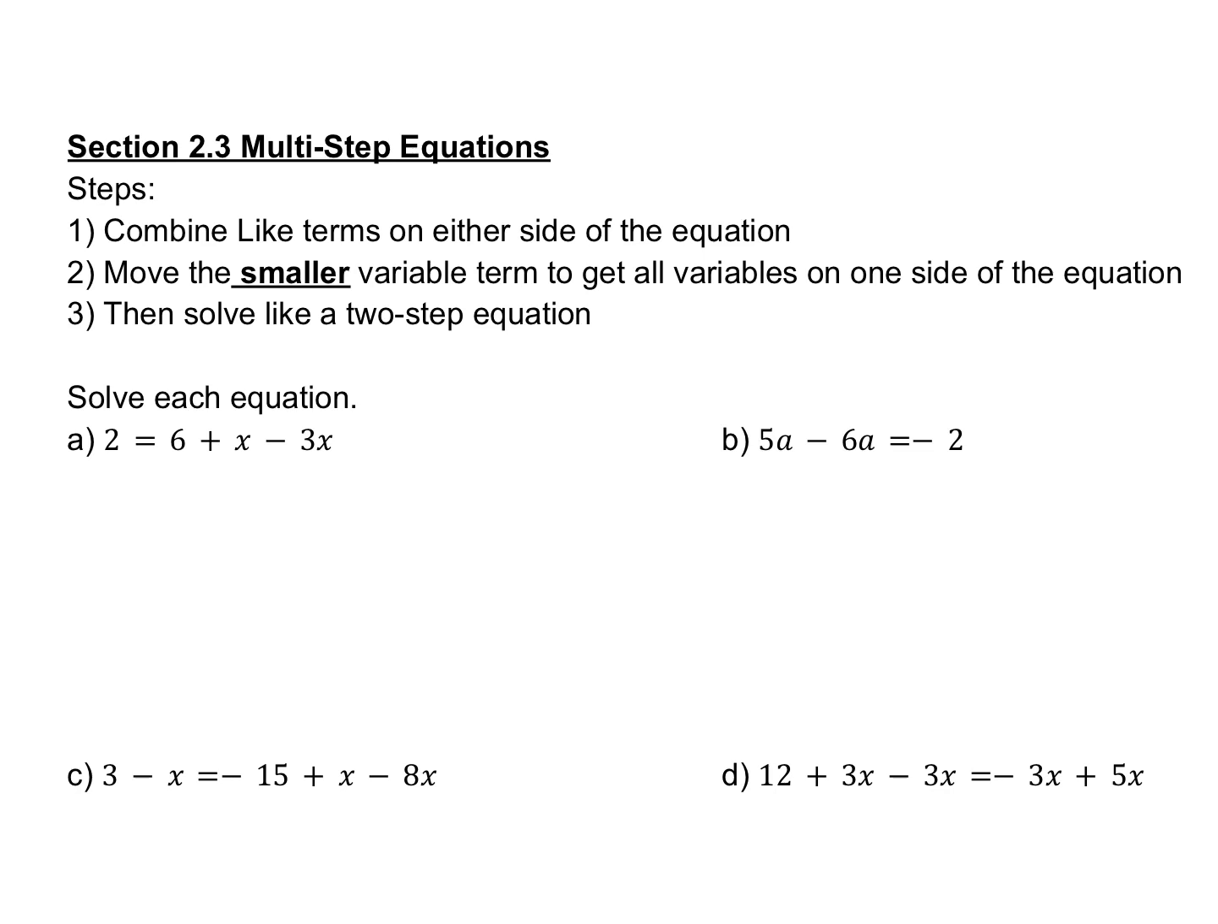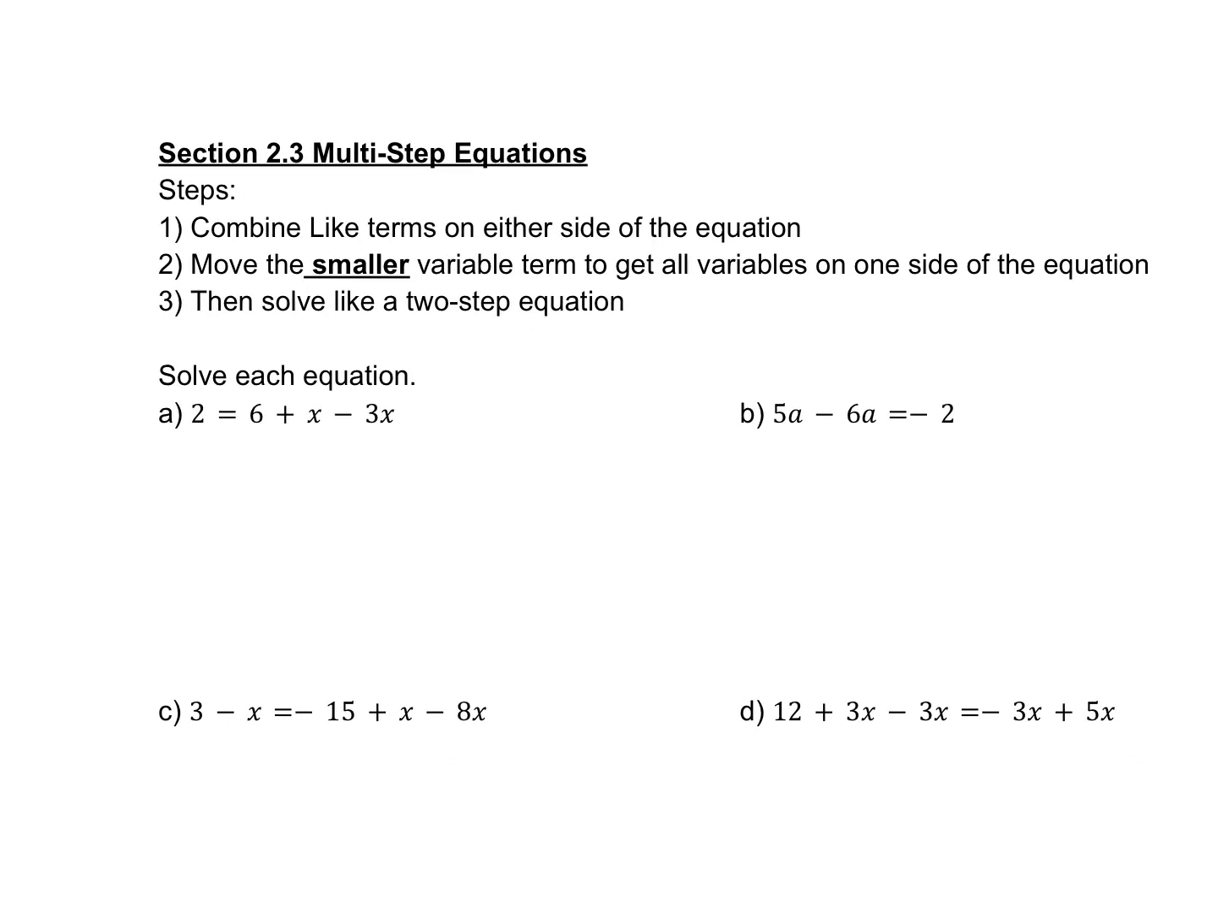All right, so now we are doing 2.3, and this is multi-step equations, and this can be a little bit trickier because they're more complex, obviously, than 1 and 2 step. And so how you do this is the first step is always combine like terms on either side of the equation, if there are any, and then move the smaller, so circle that or highlight it if you have a highlighter. You're moving the smaller variable term to get all the variables over on one side of the equation.